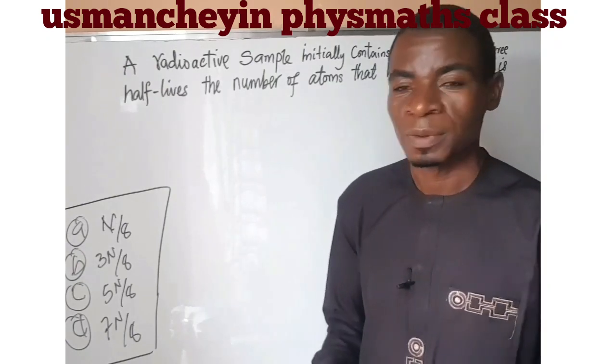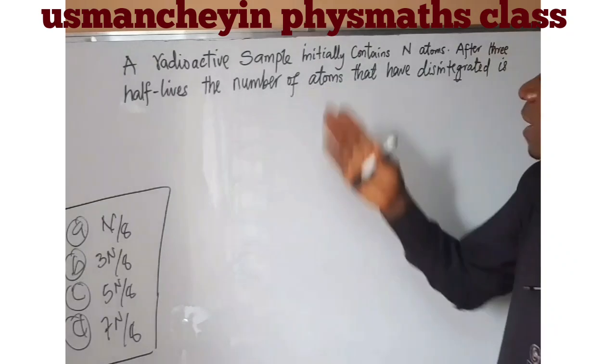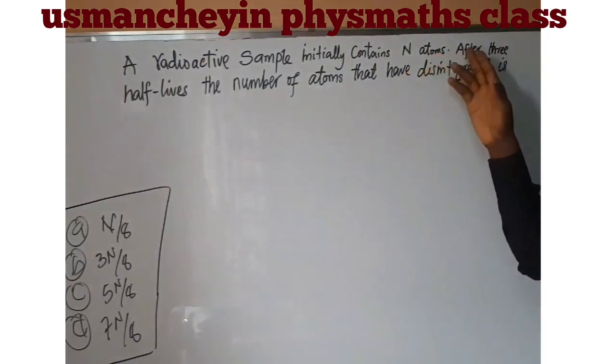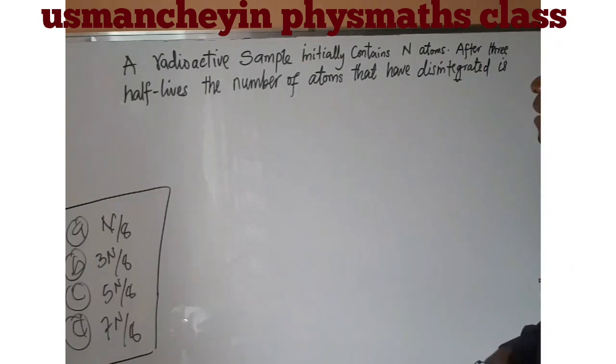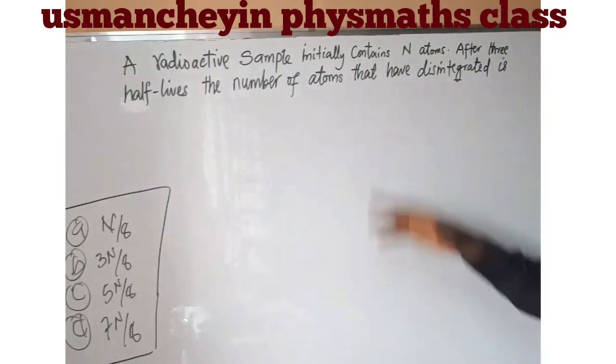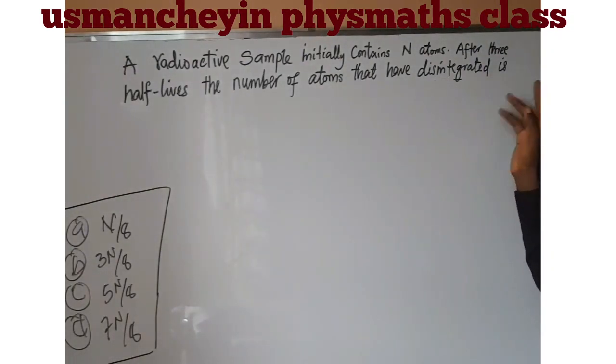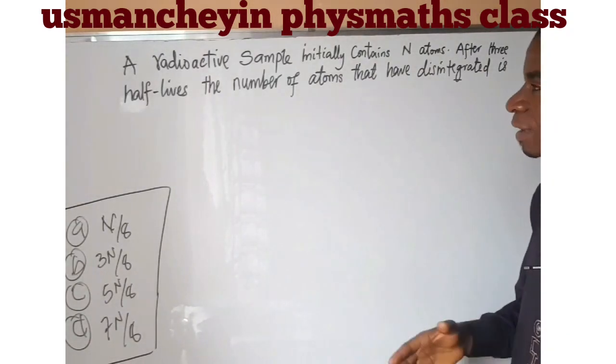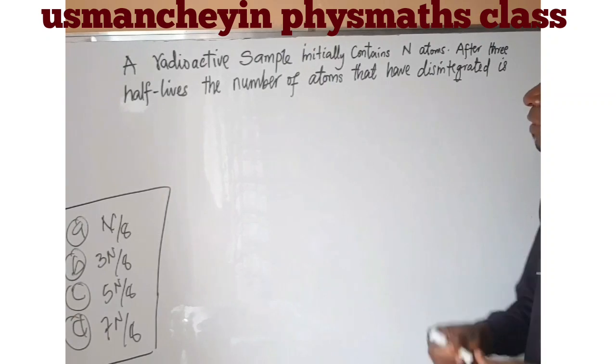So let's look at the problem quickly. Now, a radioactive sample initially contained N number of atoms. After 3 half-lives, the number of atoms that have disintegrated is dash. So we want to find the number of atoms that have actually disintegrated.